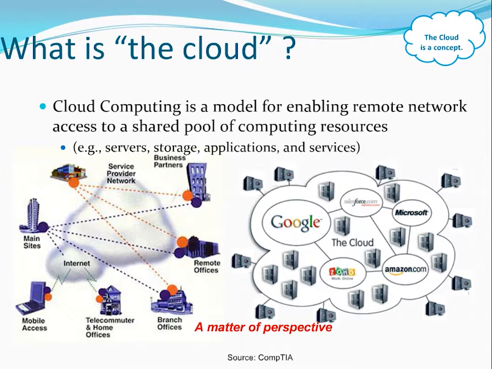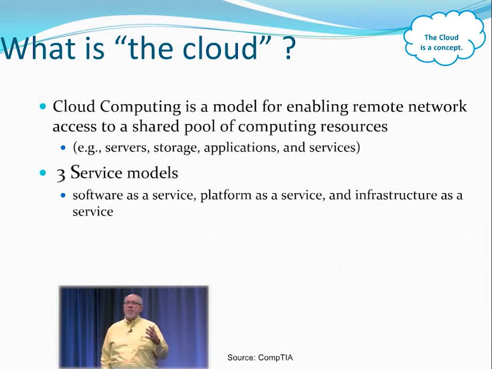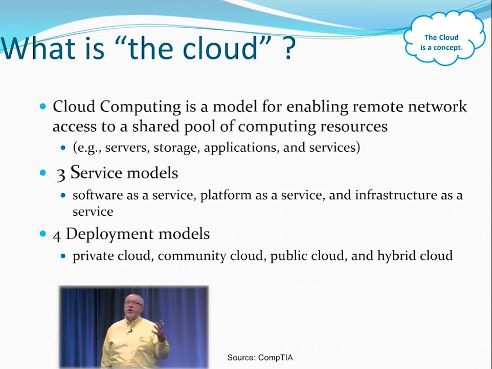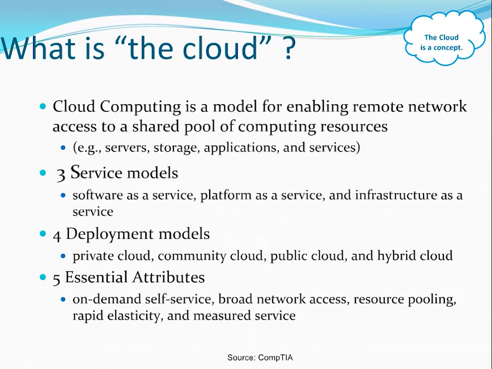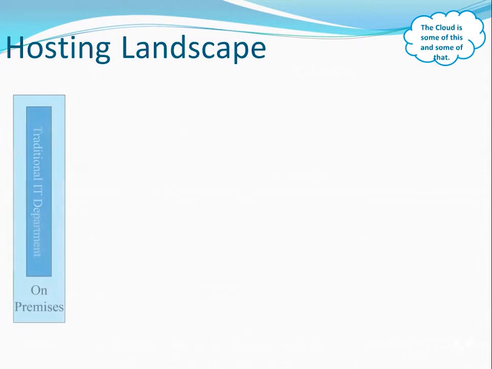Now, we're going to see in our discussion here 3 service models. We'll talk about 4 deployment models, and we'll talk about 5 essential attributes, the things that make the cloud what it is. First of all, this hosting landscape. We kind of need to get a picture, a map, if you will, of this IT landscape. And so you always start this discussion with on-premises, the traditional IT department. Every reasonable sized company on the planet has a room back in the back someplace.